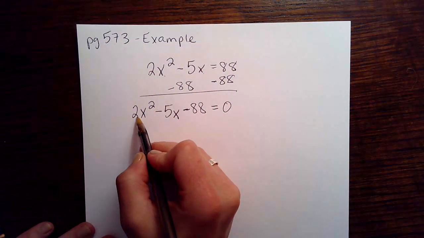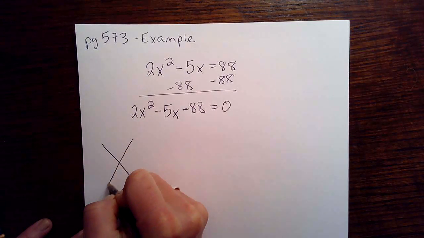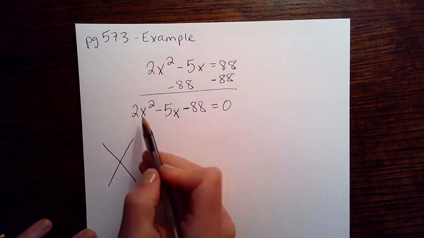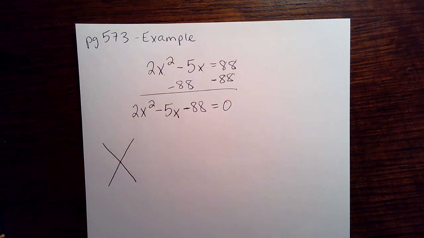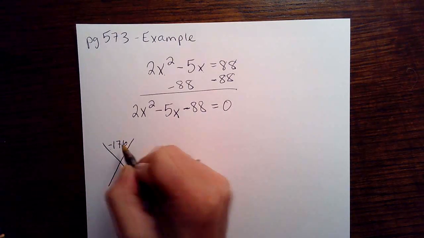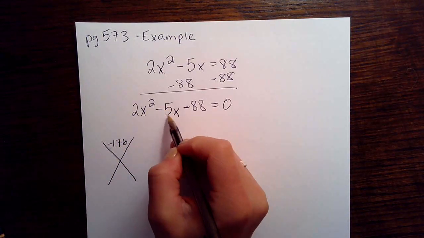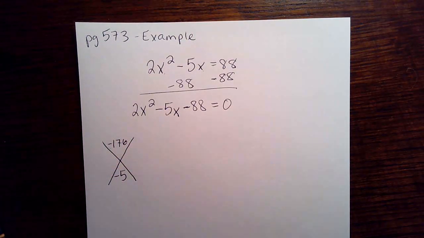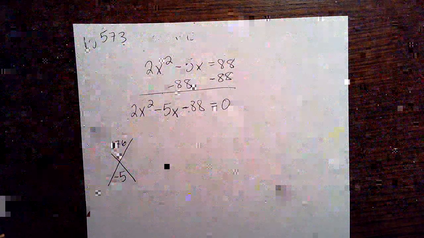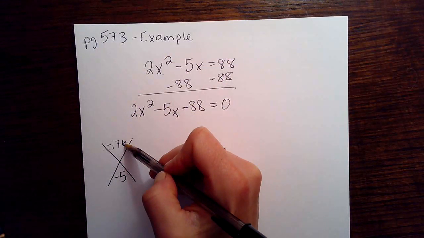When we solve something that has a number out here in front, we use our diamond box method. In the top of the diamond, I put the product of 2 and negative 88, which is negative 176. And in the bottom, I'm looking for a sum of negative 5. The pair of numbers that makes this true, we list some factors of 176.